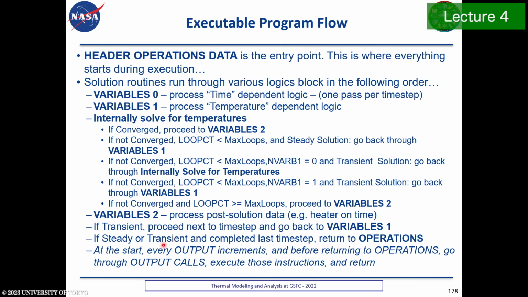And at the start of the solution, every output increment, so every 300 seconds if I told it that, before returning to operations, it will go through output calls. So this is how frequently you can output. It will exit from solving, go output the stuff that you've told it to, and then return back. It will automatically adjust time steps so that you land on it. So if you're cruising along at 30 seconds, 30 seconds, 30 seconds, and you wanted to hit it at 45, it will use a smaller time step to make sure it lands on the next output increment in order to get there.